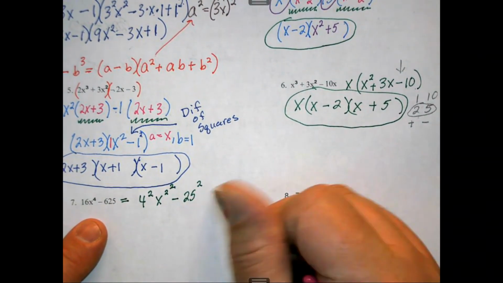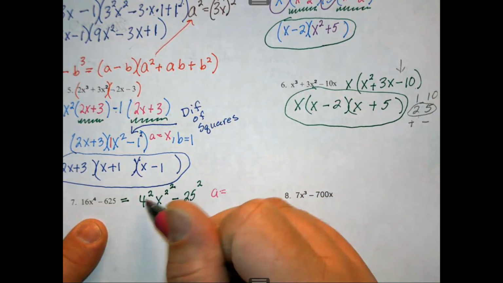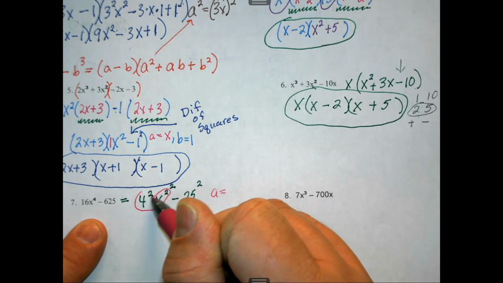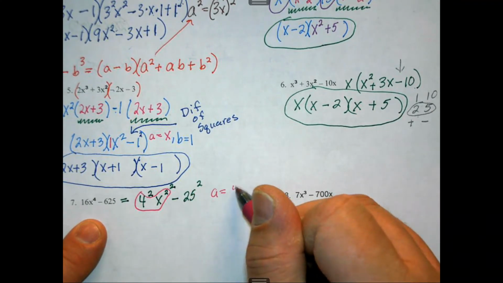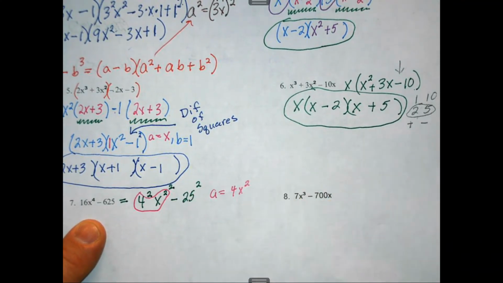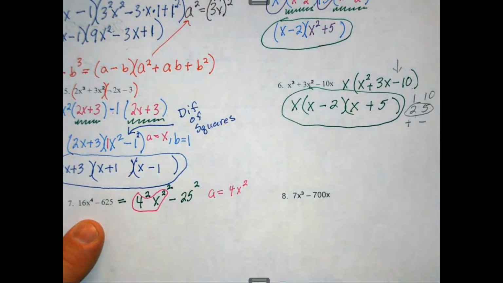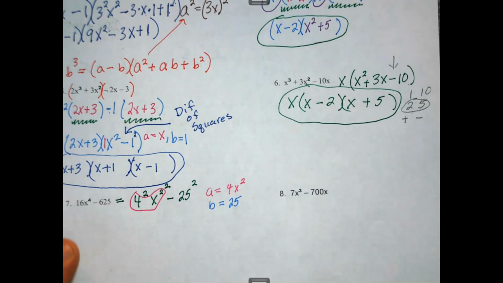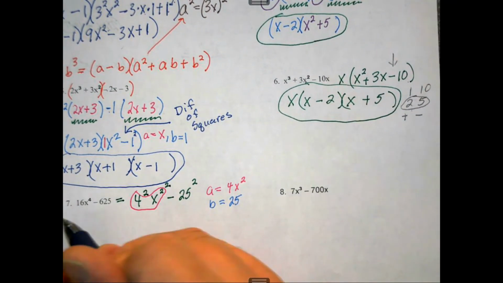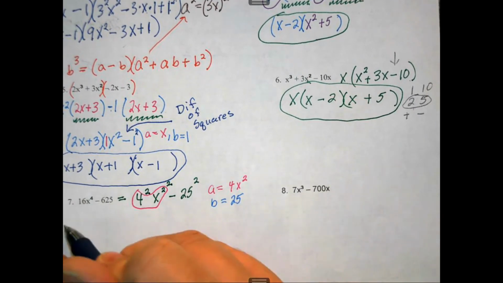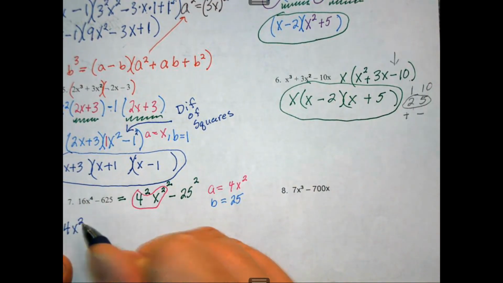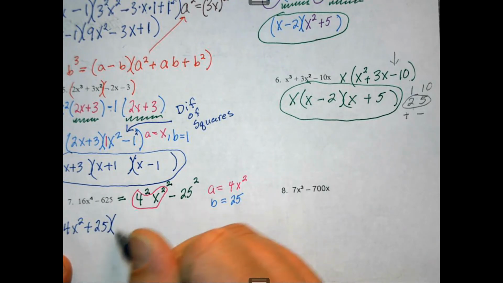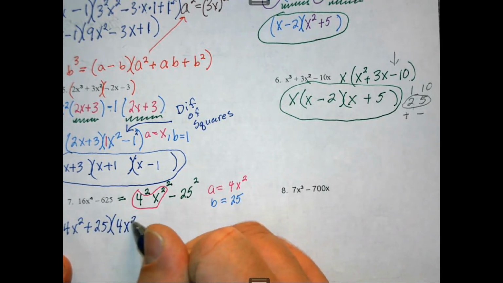So my a is the base, what's being squared? The 4 and the x squared. Yep, so it's going to be 4x squared. And my b? So my factors, a plus b, so 4x squared plus 25, and then 4x squared minus 25.